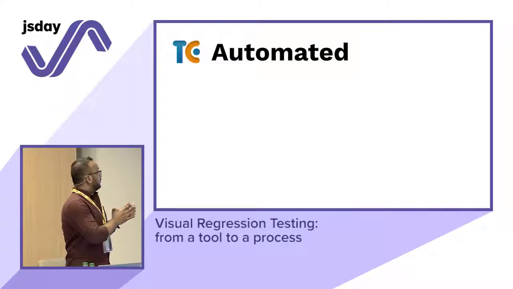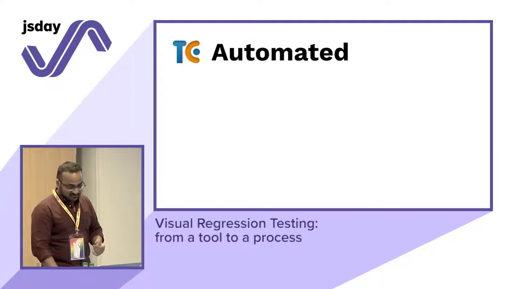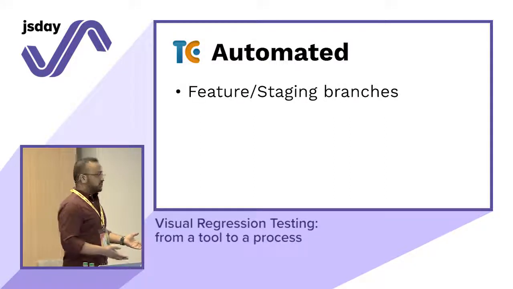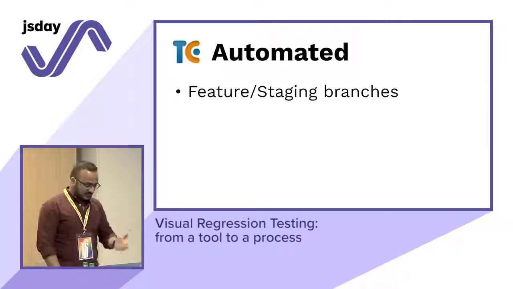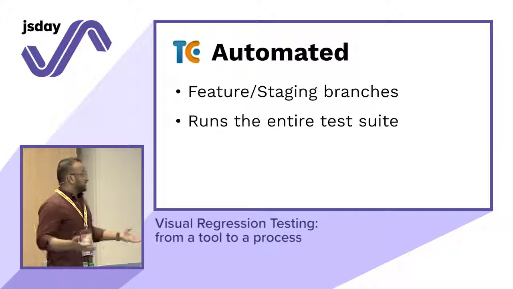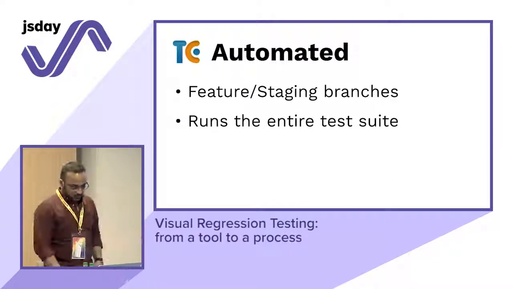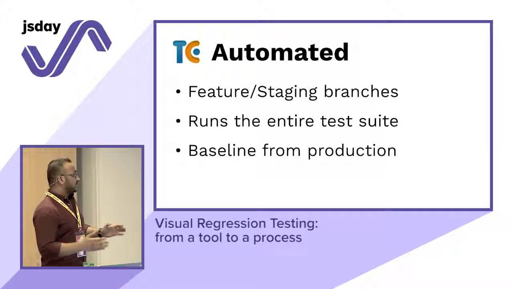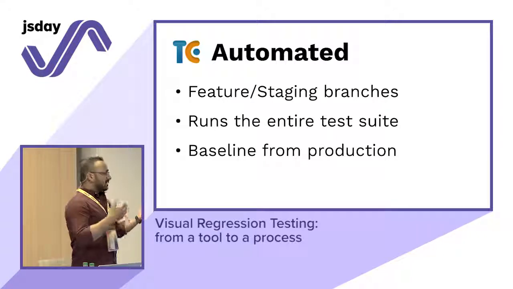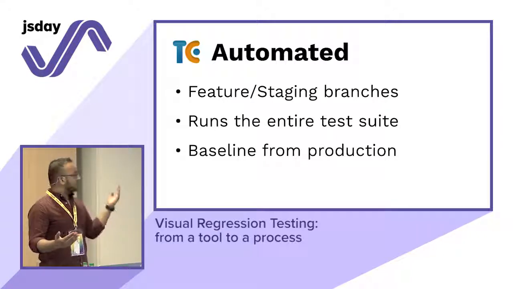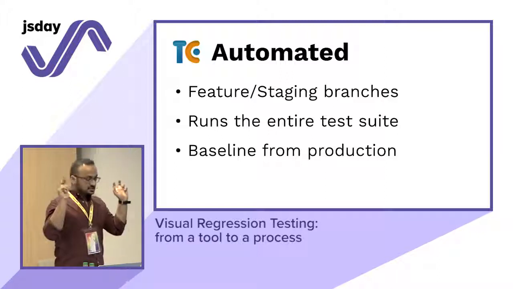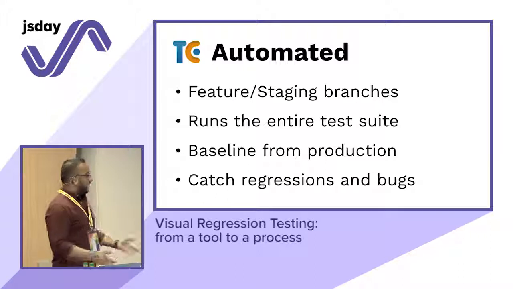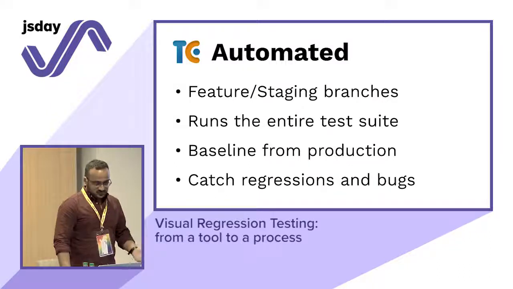Next thing is we have the automated flow. What does it do? It's used in feature and staging branches. So you develop your feature, you release it on staging, and we run it there. We run the entire test suite, which makes sense, no questions asked. The baseline is production. Every time you develop a new feature, the screens that we compare against are from production, because production is like master for us. And obviously, we use it to catch regressions and bugs.